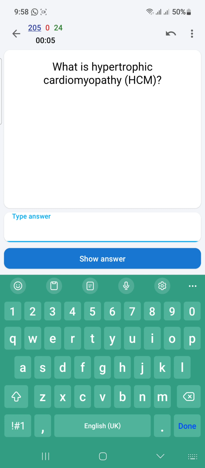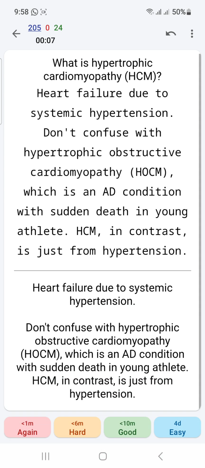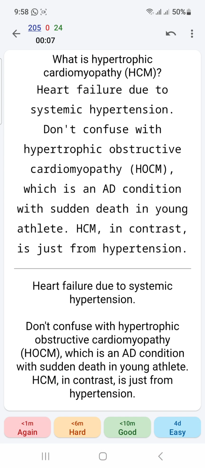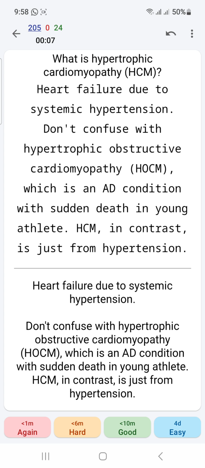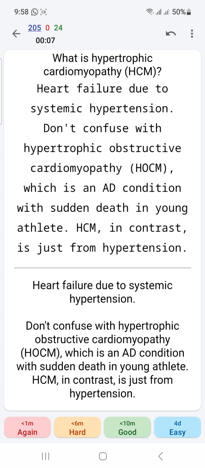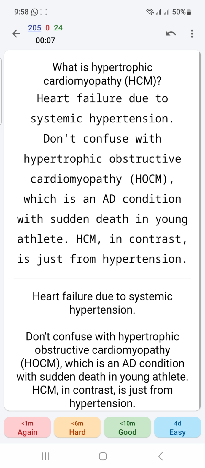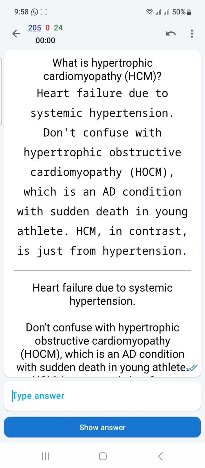What is hypertrophic cardiomyopathy? It is a heart failure due to systemic hypertension. Don't confuse with hypertrophic obstructive cardiomyopathy, which is an autosomal dominant condition with sudden death in young athletes. HOCM, in contrast, HCM is just from hypertension.